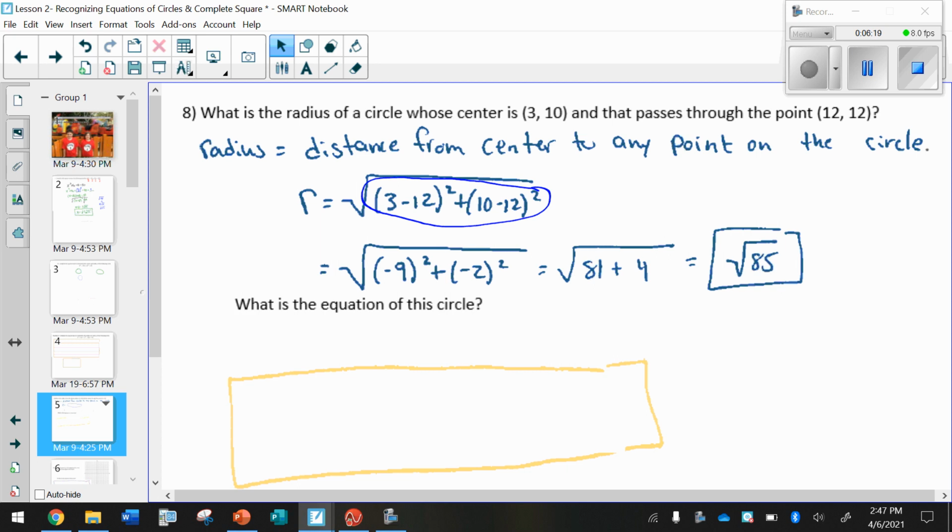Well, now that we know the radius and we know the center of the circle, let's write the equation. So go ahead and take a few seconds, use the center of the circle and the radius we just found, and write the equation of that circle.